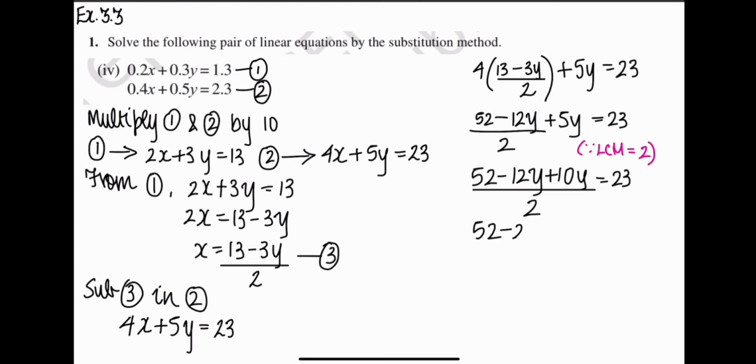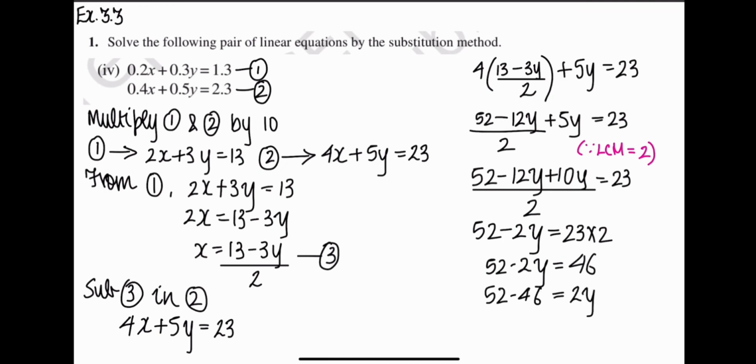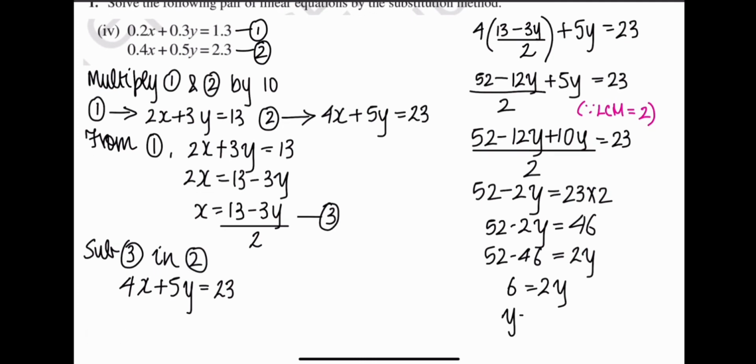Now, moving on, we know that minus 12y plus 10y gives minus 2y. Therefore, 52 minus 2y is equal to 46. And we put minus 2y into the other side, and this is what we get. Y is therefore equal to 6 divided by 2. Y is equal to 3.